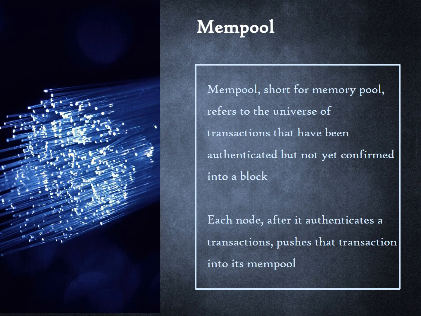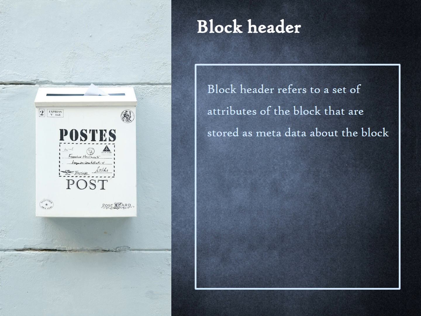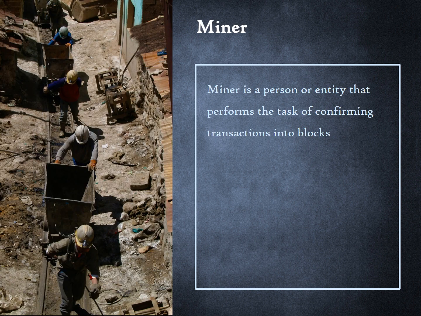Mempool, short for memory pool, refers to the universe of transactions that have been authenticated but not yet confirmed into a block. Each node, after it authenticates a transaction, pushes that transaction into its mempool. Block header refers to a set of attributes of the block that are recorded as metadata about the block. Miner is a person or entity that performs the task of confirming transactions into blocks.